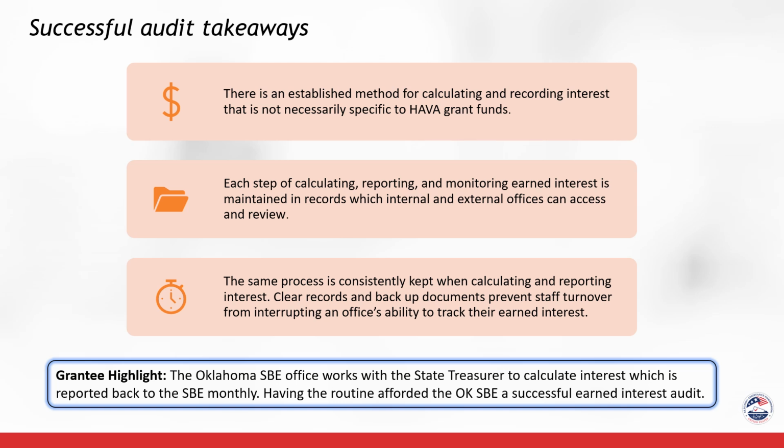Here's a grantee highlight, one more example. The Oklahoma State Board Election Office works with their state treasurer to calculate interest, which is reported back to the SBE on a monthly basis. They have a monthly routine, and this routine affords their office a successful earned interest audit review because they're able to pull and maintain documentation easily.